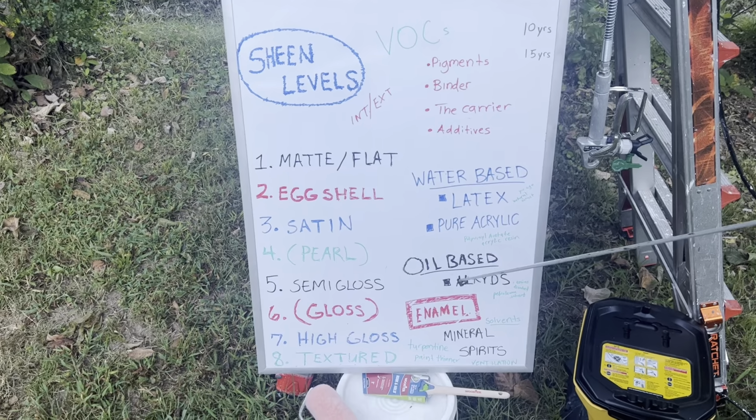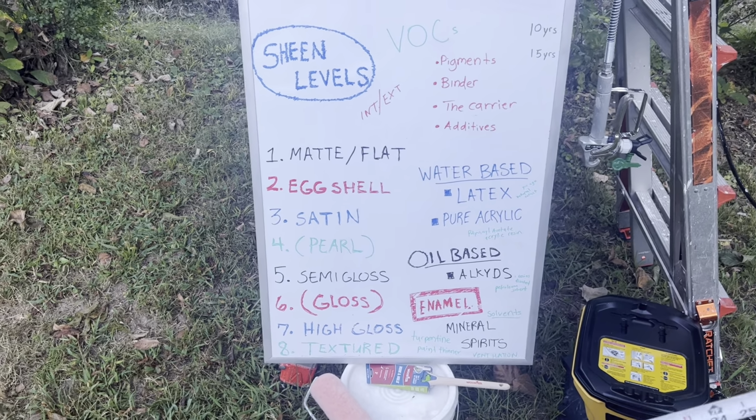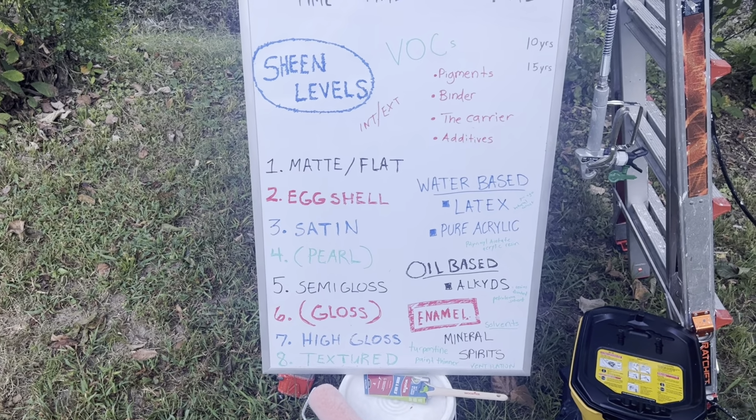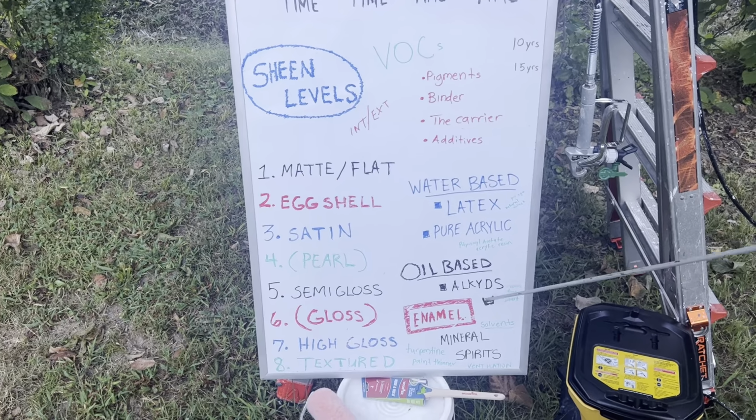For oil base, you got a touch dry time at about 6 to 8 hours, and you can recoat it from 20 to 24 hours. It's gonna take 20 to 24 hours to recoat oil-based paints.